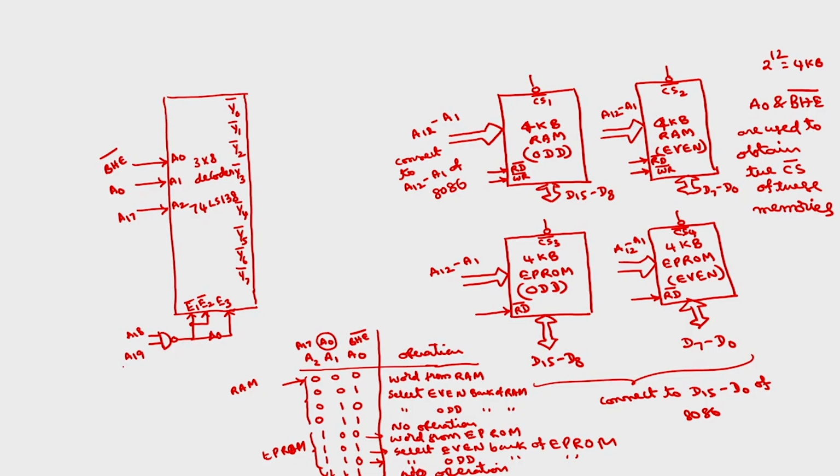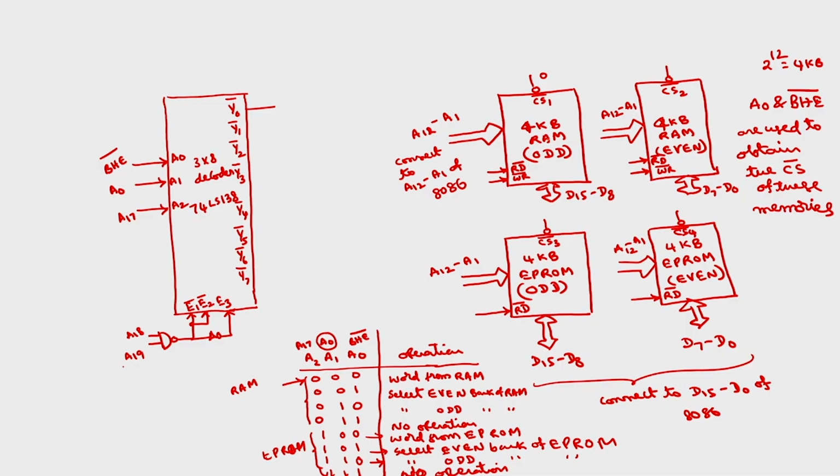Now how to connect CS1? So what is CS1? The odd bank of RAM, odd bank of random access memory. Okay. So in which cases this odd bank of random access memory has to be selected? Selected means chip select should be 0. Okay. So here if I apply 0 0 0 0, then Y0 will be 0, remaining all will be 1 because these are active low signals, Y0 bar, Y1 bar, Y2 bar and so on. Okay.